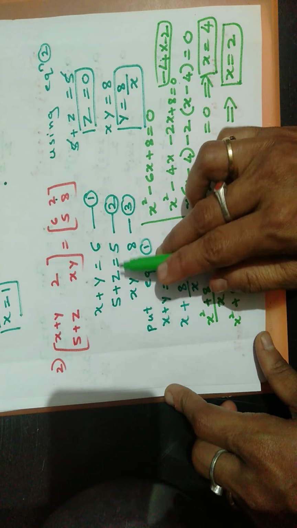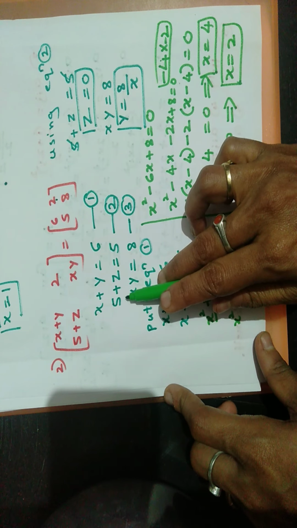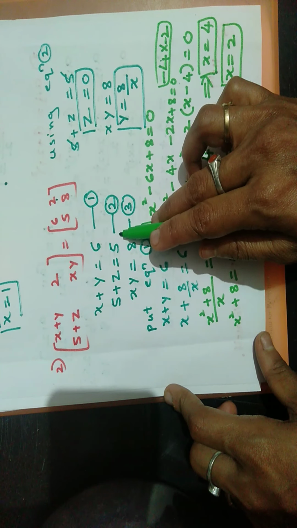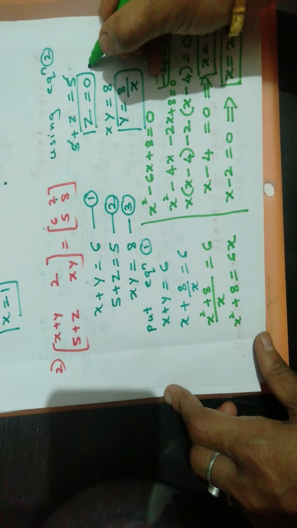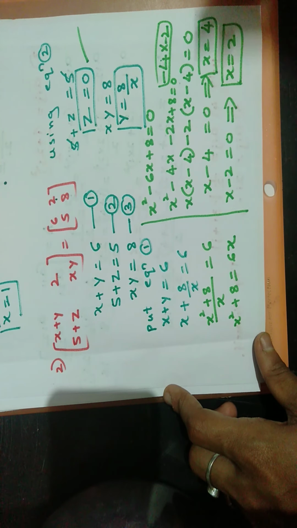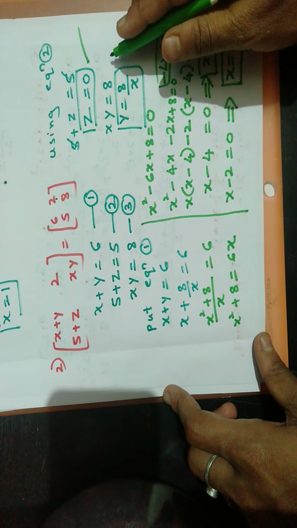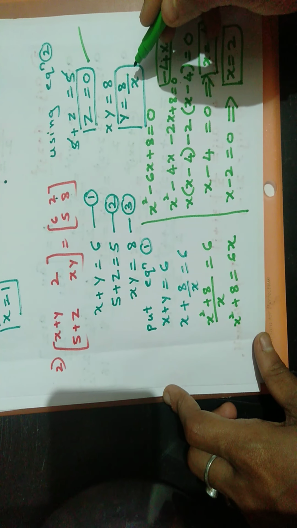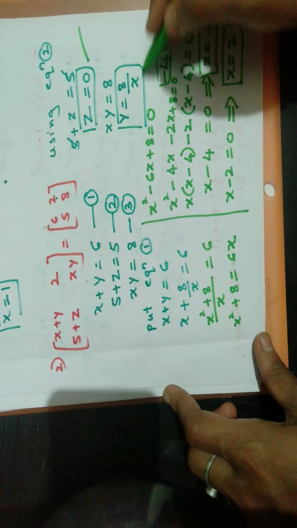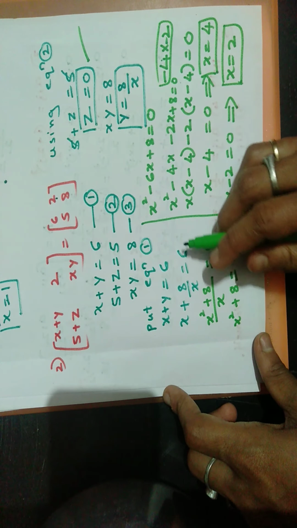So here the first equation 2a plus z is equal to 5 is there. The 5 gets cancelled, we are getting z is equal to 0. Understand, all of you? This one. Next, the third equation, xy is equal to 8 is there. So we write it as y is equal to 8 by x. So this 8 by x we substitute in equation 1.